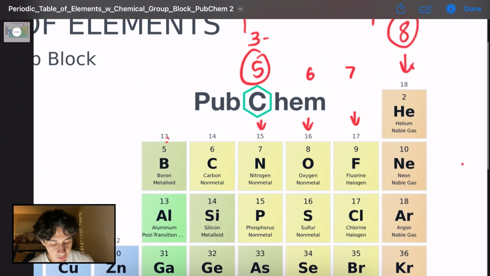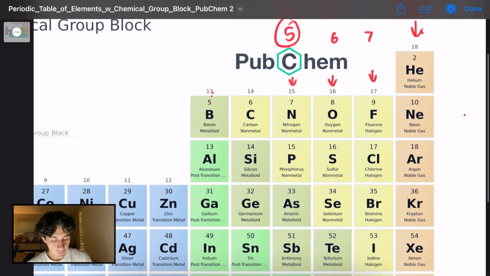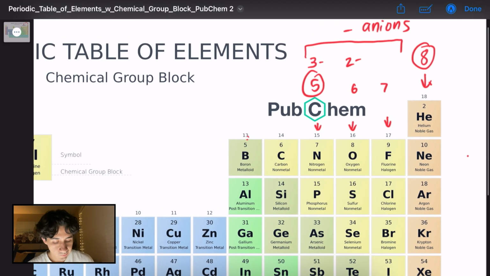Now, this goes for oxygen too. Oxygen needs 2 electrons to get to 8, so there's going to be 2 minus. And fluorine and the group of fluorine, so chlorine, bromine, iodine, all need only 1 valence electron. So it would be 1 minus. Remember, we can write this as just minus, right? Yeah. So that's anions, and they're all trying to get to a full outer shell with their valence electrons, which is 8.